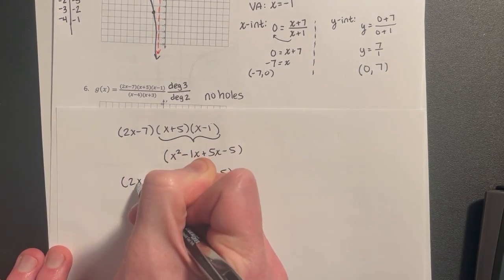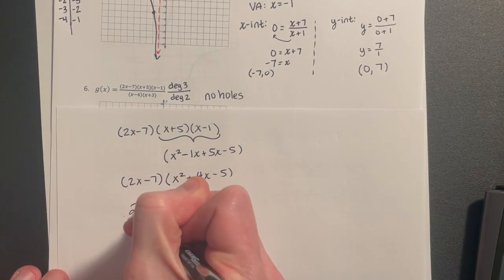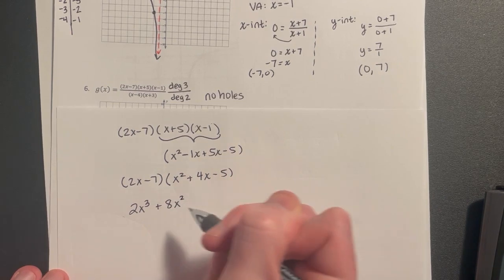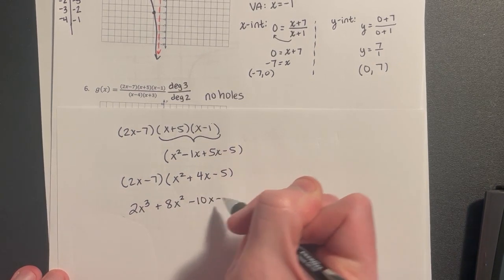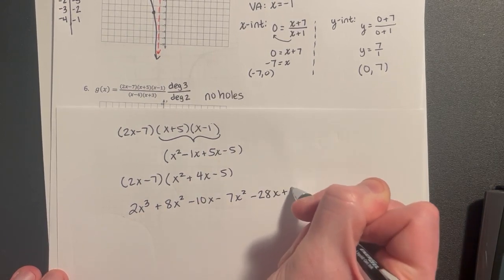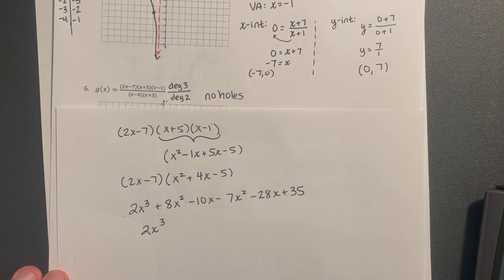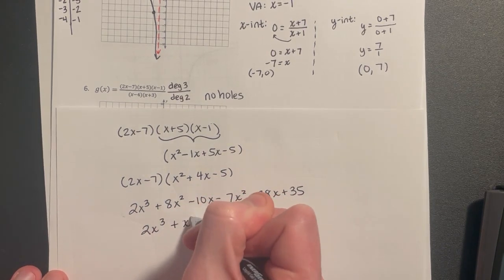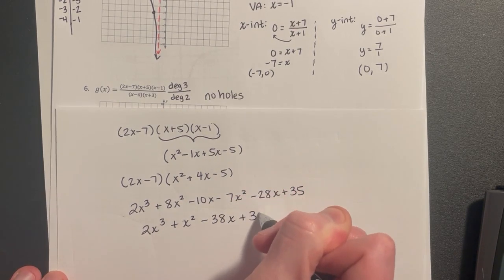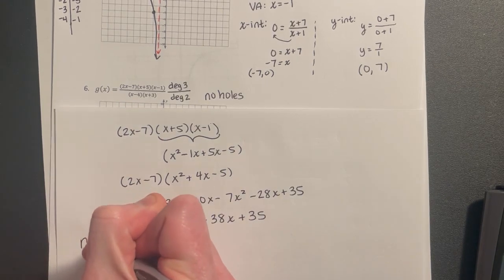And we're multiplying it by 2x minus 7. So then I distribute again. I get 2x cubed. And we continue on, 8x squared minus 10x minus 7x squared minus 28x plus 35. So to finish all that out, that's 2x cubed plus x squared minus 38x plus 35. That is just the numerator.